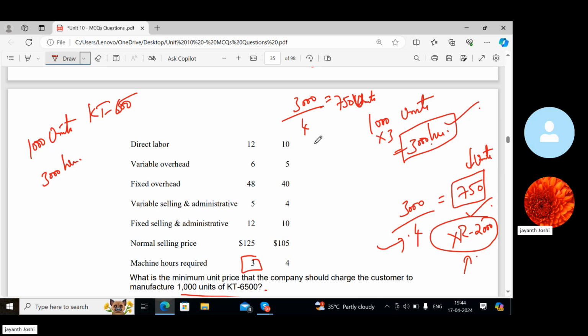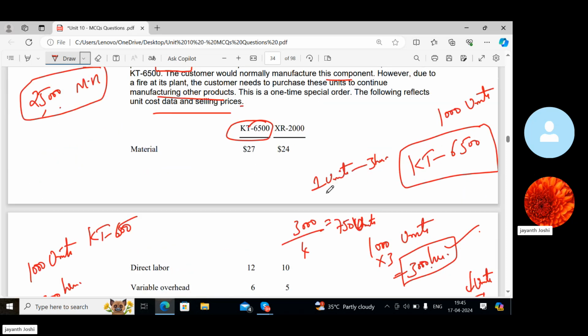So they are going to lose this income. For making KT, if they are making KT, they should not make this many units of XR. Correct? So we will take the cost of XR 2000. What cost does XR 2000 incur? 24 of material, 10 of labor, 5 of variable overhead.